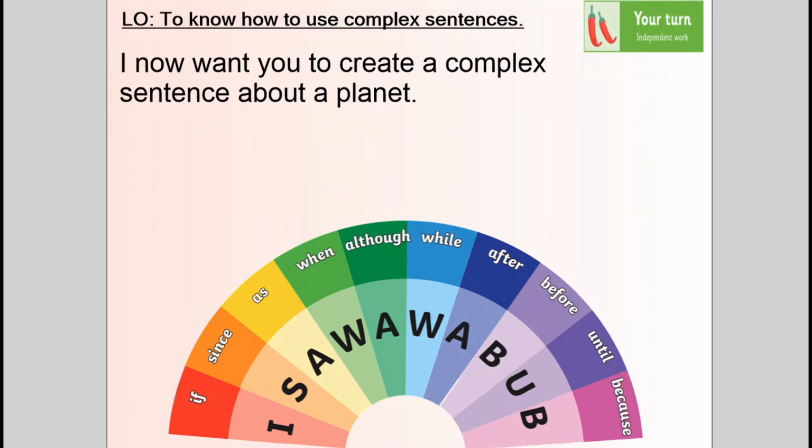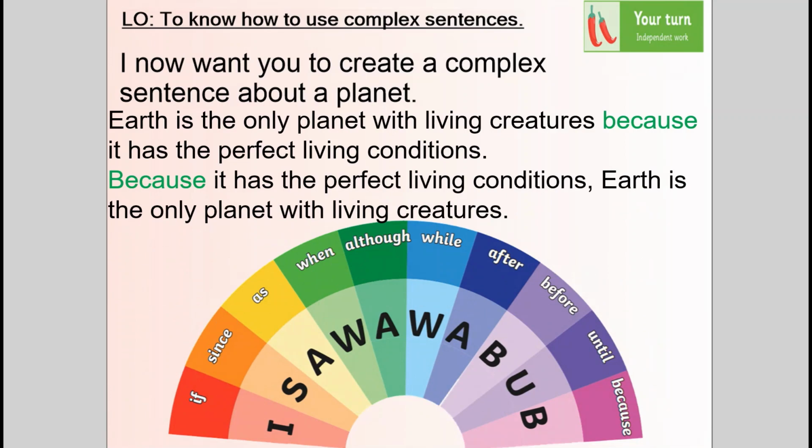I now want you to create a complex sentence about a planet. Think of a simple sentence about a planet or the planets or the solar system as a whole. Then I want you to add some extra information with a subordinate clause using a subordinate conjunction. So here's my example. I've said, Earth is the only planet with living creatures because it has the perfect living conditions. Then I've put the subordinate clause at the start: because it has the perfect living conditions, comma, Earth is the only planet with living creatures. So pause the video here and have a think about your own sentence about a planet or the planets.